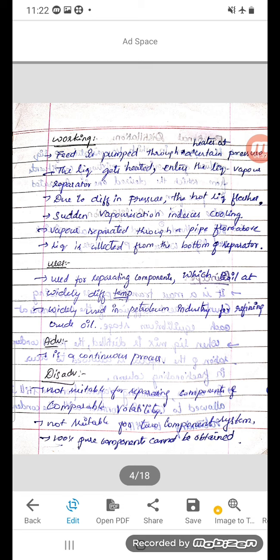Disadvantages: it is not suitable for separating components of comparable volatility, meaning liquids having nearly the same boiling points cannot be separated easily. It is not suitable for a multicomponent system, it is only for a two component system. If there are more than two solvents, they cannot be separated here. A 100% pure component cannot be obtained by this flash distillation.